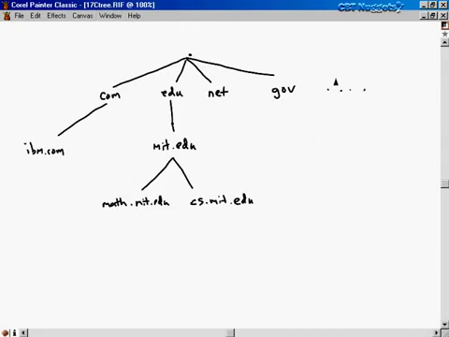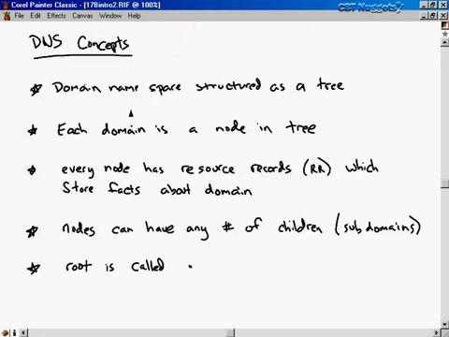So here is a little teeny piece of the whole domain namespace of the internet. There's com domains, edu domains, net domains, gov domains, and so on. Under edu there happens to be a mit.edu domain, and then there are subdomains within that, math.mit.edu, computerscience.mit.edu, and so on. So this is what I'm talking about when I say think about the domain namespace of the internet as a tree.